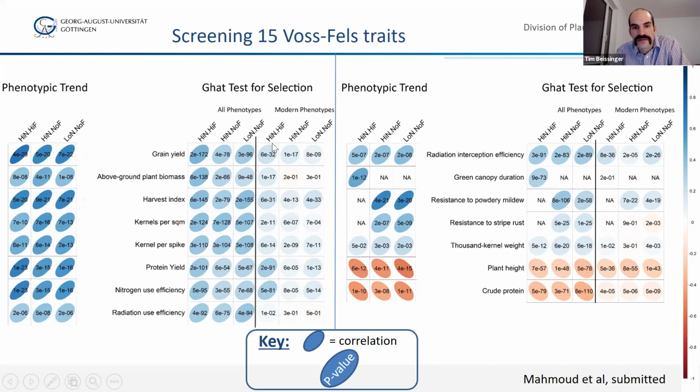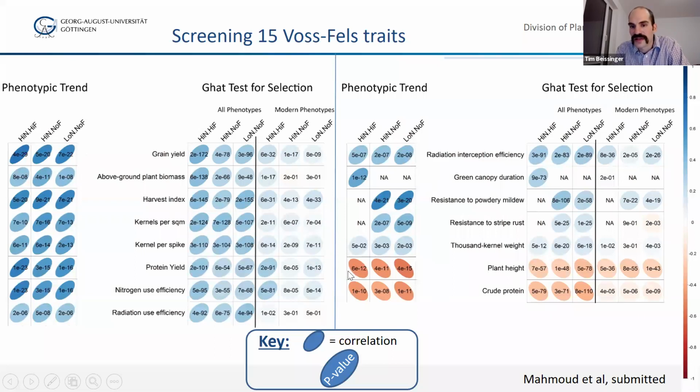We definitely have less power when we use only modern phenotypes, but we're still getting very low p-values for most of these traits. So, kernels per spike. The phenotypic trend tells us it was probably selected. The all-phenotypes information agrees with that. And then when we use only modern data and no phenotypic trend, we still recapitulate that yes, there's very strong evidence of selection for kernels per spike.